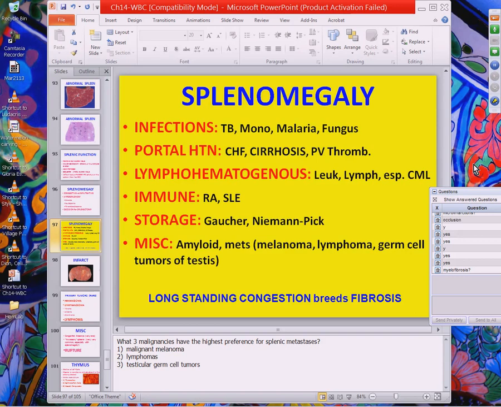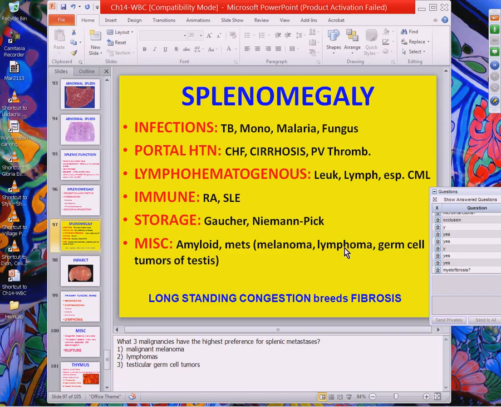Now, if you see a spleen, however, that has metastatic disease, perhaps on a CT scan, a liver scan, or a spleen scan, you see metastatic space-occupying lesions within the spleen, but the other organs are free of metastases. In other words, there are generally three classes of malignancies which go quickly to the spleen and sometimes even preferentially, preferring it to the other organs.